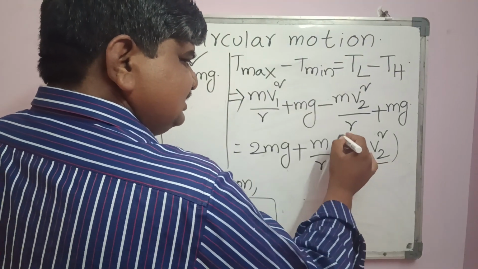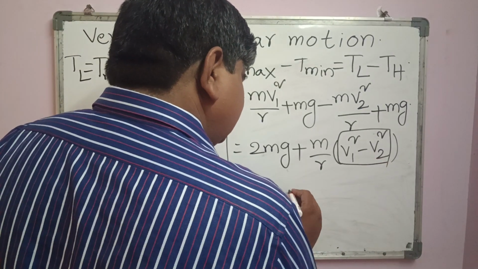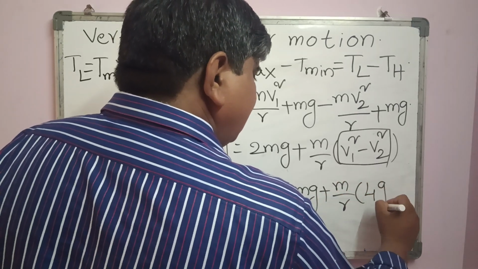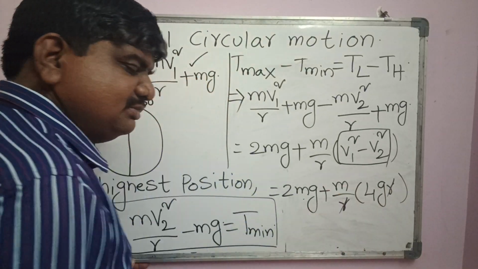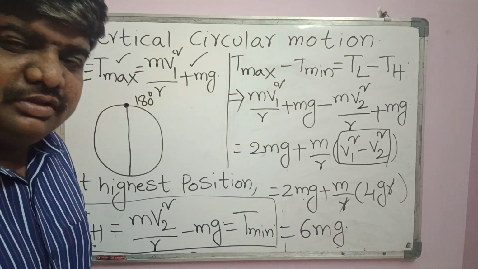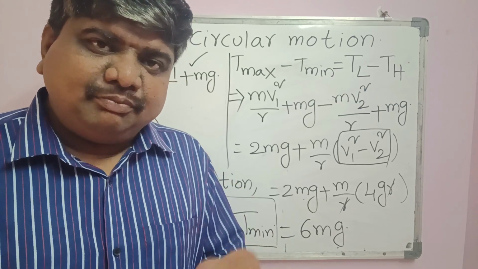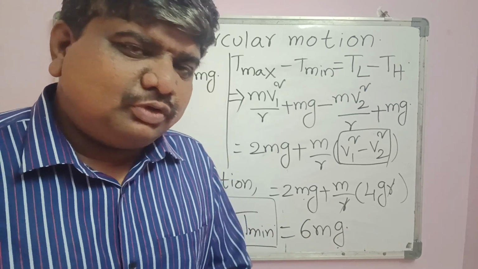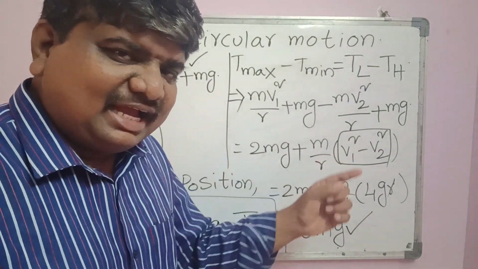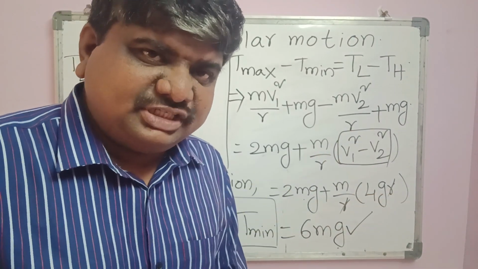Based on the differences in the velocities from position to position, v1 square minus v2 square can be written as 4gr. Therefore 2mg plus m by r into 4gr, where r and r get cancelled, 4mg plus 2mg, which is nothing but 6mg. So the difference in the tensional force from lowest position to highest position of a body under vertical circular motion is 6 times its weight. So TL minus TH, or T max minus T min, is equal to 6mg, where v1 square minus v2 square equals 4gr.